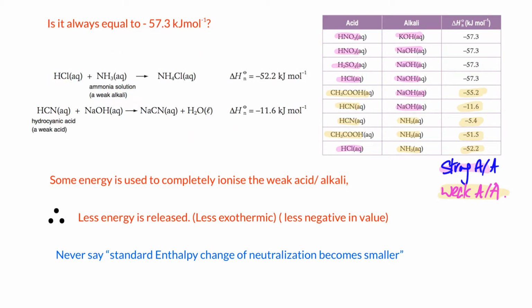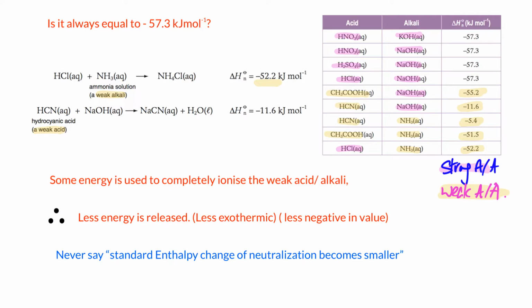So you can have a look at the equation on the left hand side. When you have HCl and NH3, NH3 is a weak alkaline. Just as we mentioned, NH3 is a weak alkaline, so therefore the energy release will be less. Less negative means less energy released. So where does some of the energy go? This one, HCN, is also a weak acid, hydrocyanic acid. You haven't seen that before, but that will be a weak acid as well.